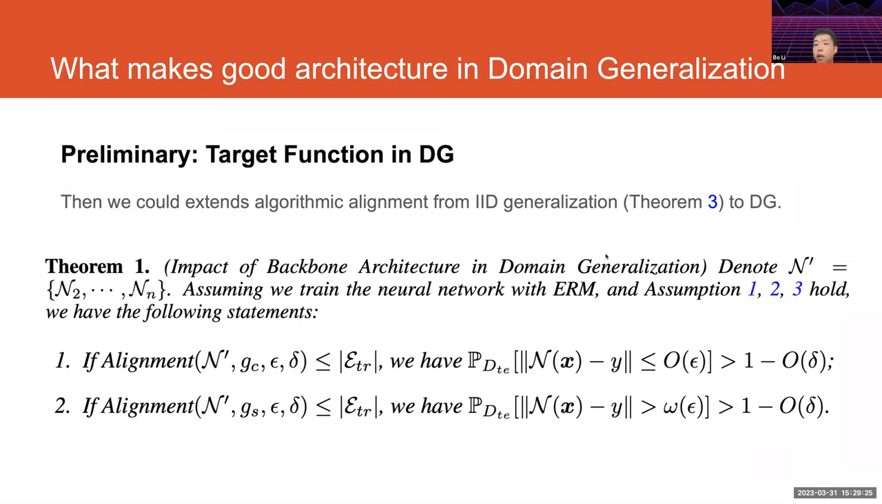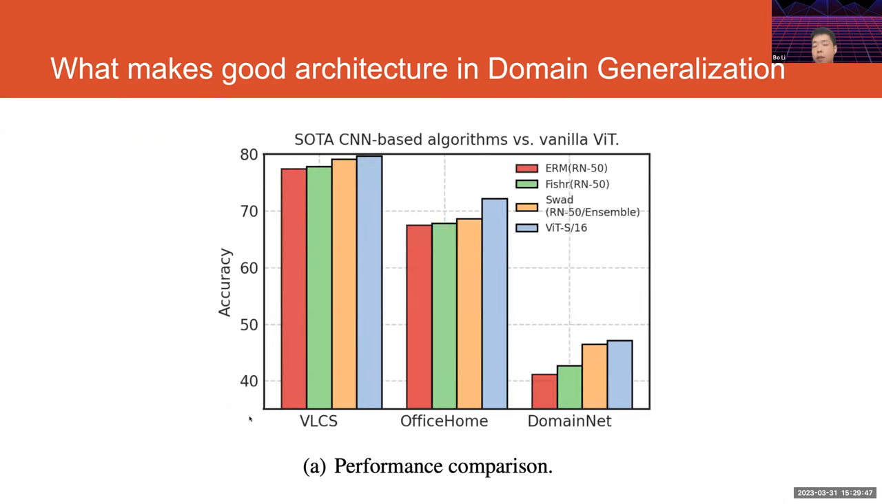Simply speaking, if we have a neural architecture that aligns with the invariant correlation and less with the spurious correlation, then it's a good architecture under our paper's assumptions. So what is a good architecture? Previously there was a lot of complicated analysis, but here we connect to our previous statement that we opine that ViT is better aligned with the invariant correlations in generalization tasks than CNN-based architectures like ResNet.